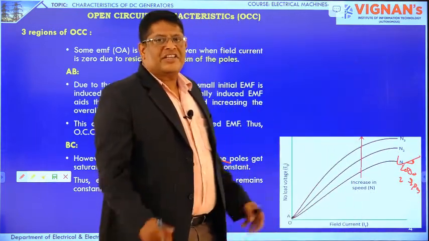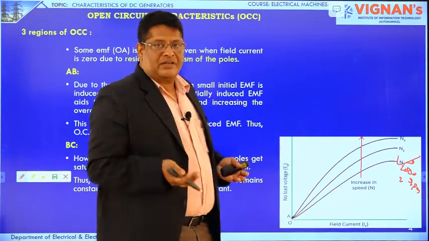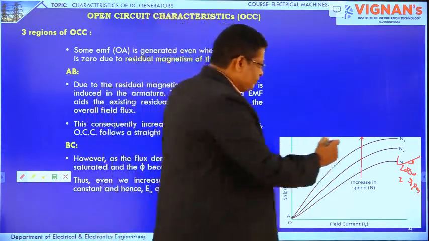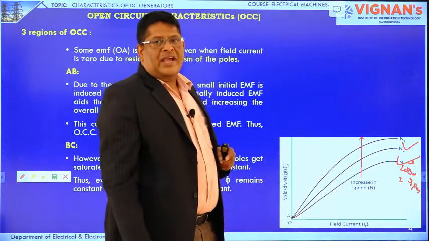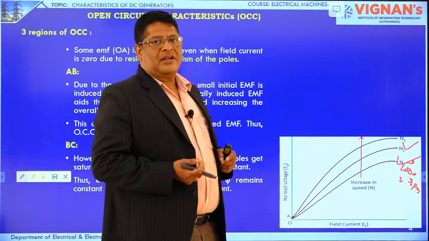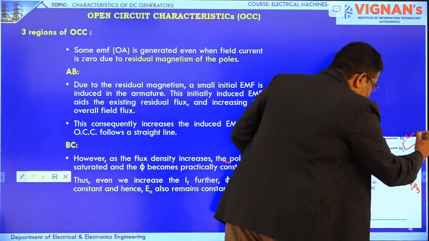In the second case, we repeat the same experiment at 1300 rpm, some other, increasing speed, and we get the second graph. Again we repeat the same experiment at a higher speed, and then we get this graph.